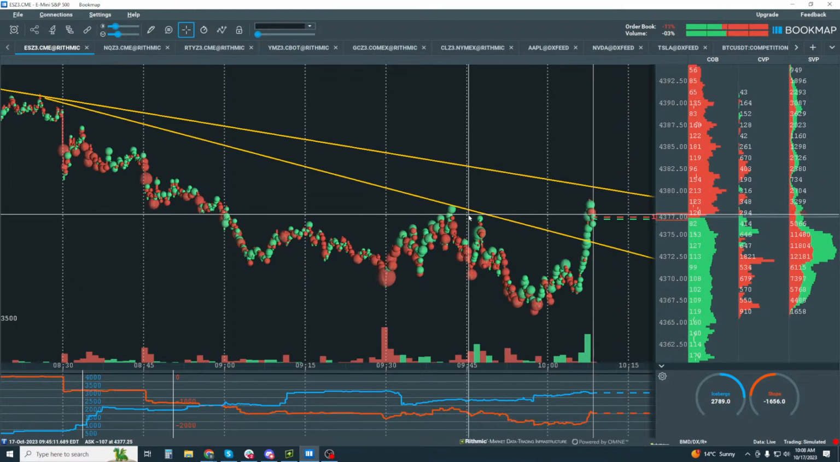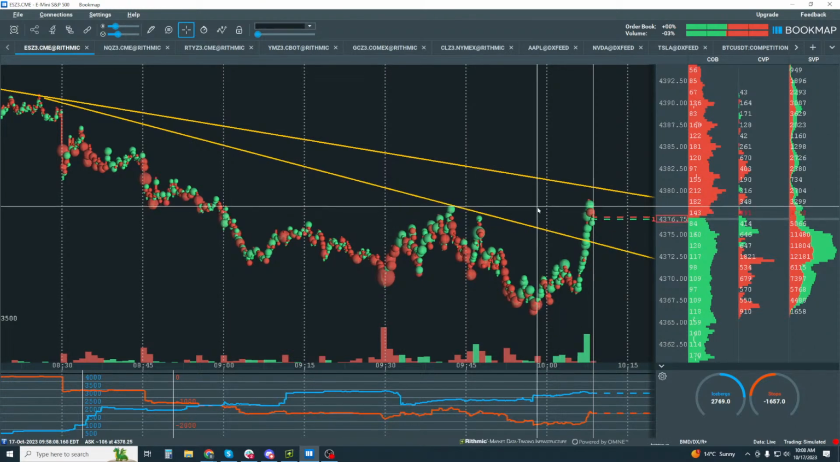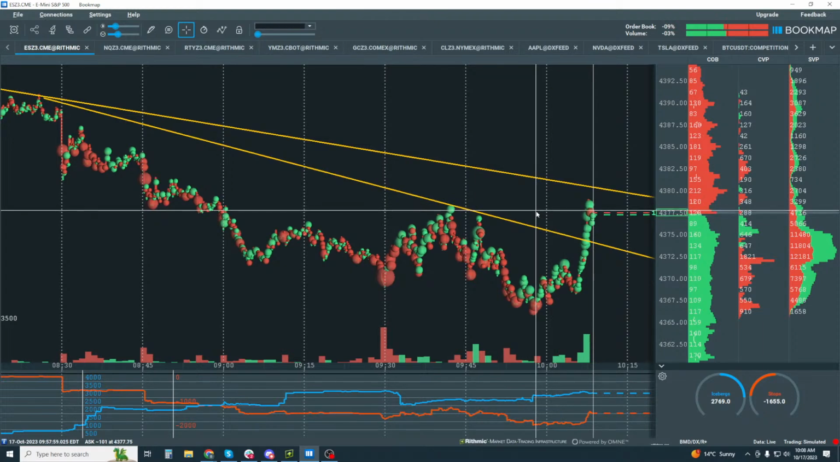Now, what are we looking for this to turn into, a bigger trend or a reversal, in the bigger picture here? Well, we're still in a downtrend.